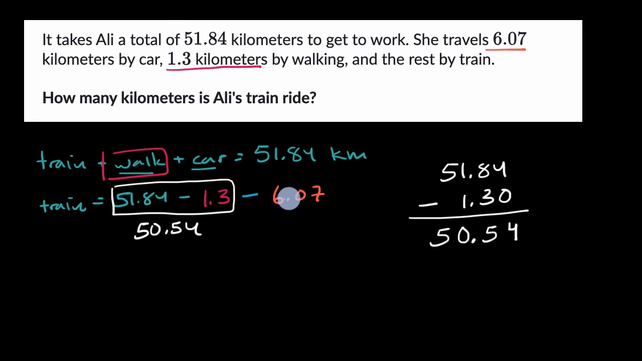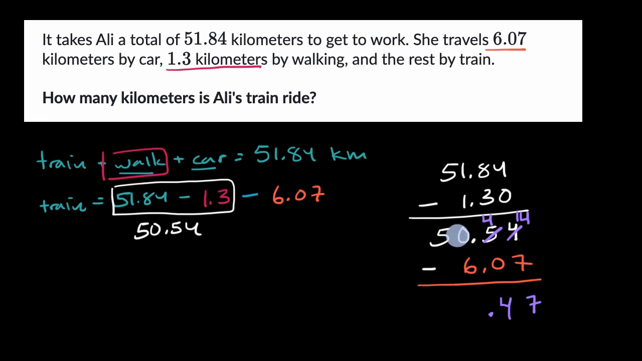Now let's subtract 6.07 from that. And I could actually just do that right over here. So let's say minus 6.07. All right. So we go to the hundredths place. We can't subtract 7 from 4. A little bit of regrouping. Let's take a tenth. So now we only have 4 tenths here. A tenth is the equivalent of 10 hundredths. So now we have 14 hundredths. And so we could subtract 14 minus 7 is 7. 4 minus 0 is 4. We have our decimal here.